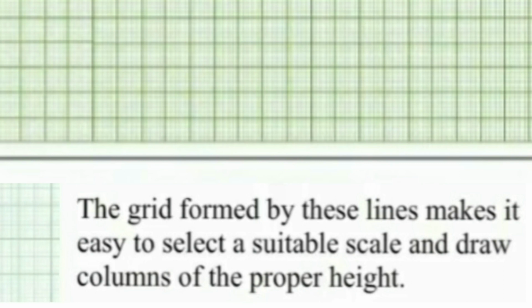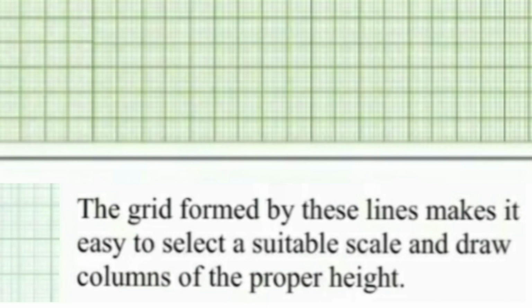In this graph paper, there are 10 lines between two 1 centimeter lines. So that 1 centimeter length is divided into 10 parts. Then each part is 1 millimeter wide. This depends on which graph paper you use. The grid formed by these lines makes it easy to select a suitable scale and draw columns of the proper height. Next, what do we do now?